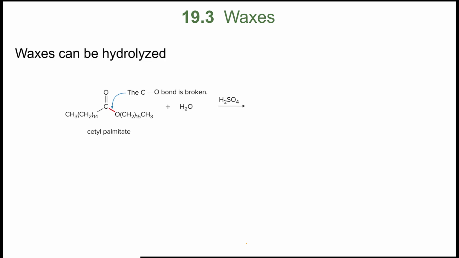Waxes can be hydrolyzed just like esters can, because that's pretty much what the functional group is. And in the process, we break this C-O bond, and then we're going to form the fatty acid, OH here, plus the alcohol. So we'll get back the fatty acid and the alcohol.